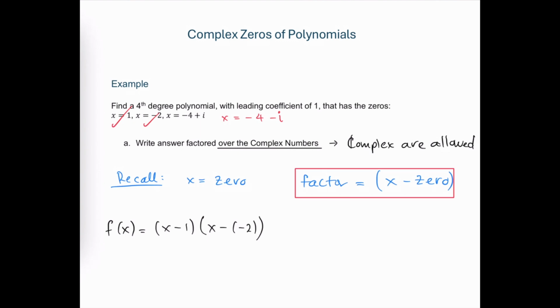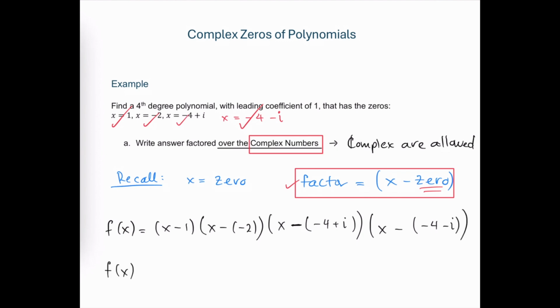Remember, we're creating each of these factors by looking at x minus the zero. So let's look at this first complex zero, which is -4 plus i, and x minus the zero of -4 plus i must also be a factor. Notice that we needed to put that complex zero in parentheses to ensure that we're correctly subtracting the entire zero. And finally, we have the last zero, which is -4 minus i, and its corresponding factor is x minus the zero, which is -4 minus i.